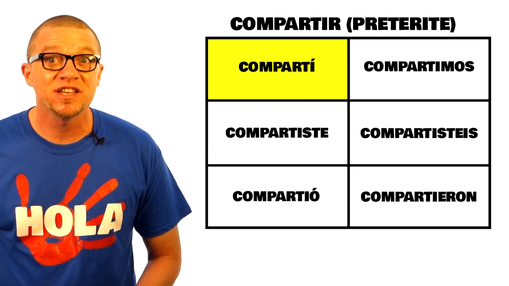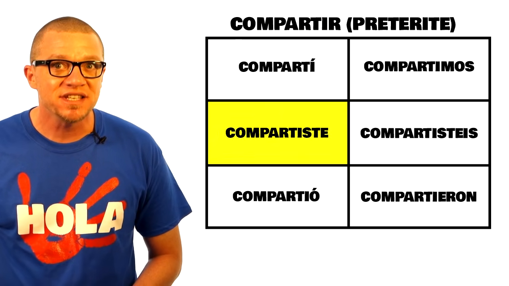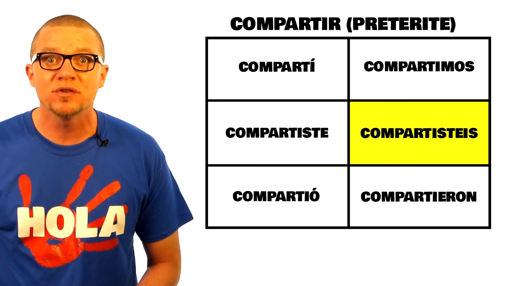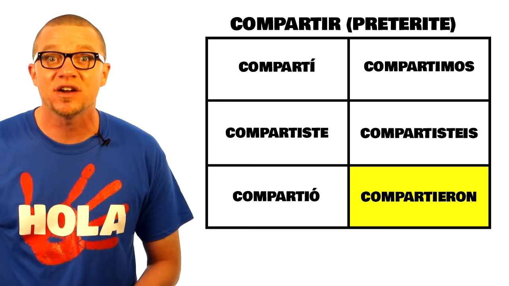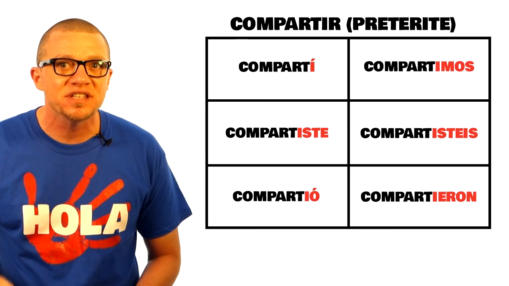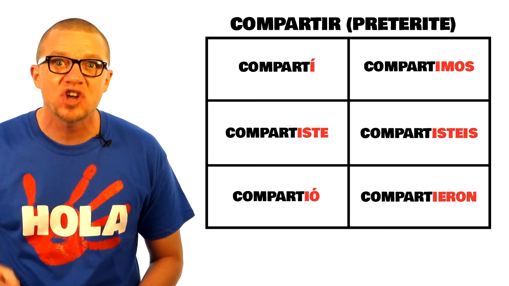So I shared is compartí. You shared is compartiste. He shared is compartió. We shared is compartimos. You both shared is compartistes. They shared is compartieron. Now I want you to notice some stuff. One cool thing is this is an IR verb and every single ending without exception starts with an I. That's cool. It's the first time it's happened.